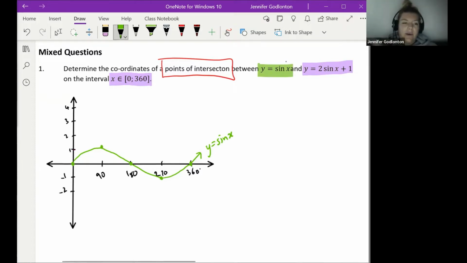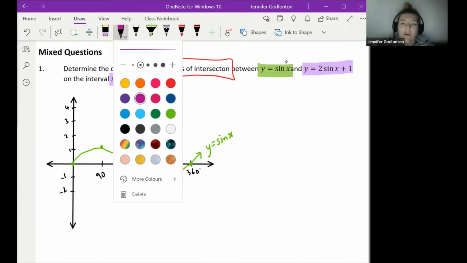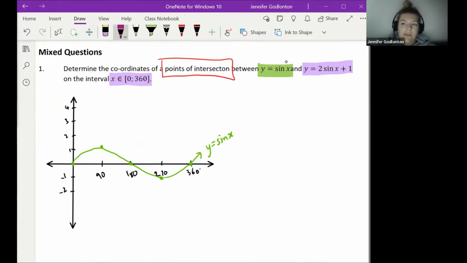Then we need to think about what y is equal to 2 sine x plus 1 would be. First of all, that 2 sine x, that's telling me that my amplitude is going to be 2. So I'm going to go up by 2 instead of 1. And I'm also shifting my graph up by 1. So I'm going to start there. Then at sine 90, it would be 3. 180 would be 1 again. 270 would be -1. And then 360 would be 1.